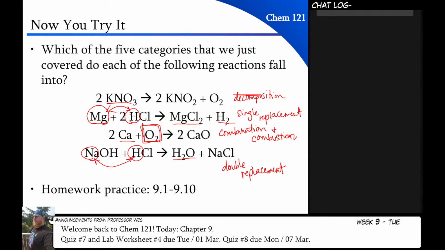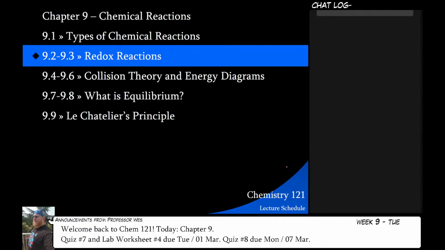For a lot of today's lecture, we're going to be defining other categories. The next one we're going to define is redox. Yeah, we're going to talk about redox reactions here. And then in chapter 10, we're going to talk about a different type of reaction called an acid-base reaction. That's actually the whole focus of chapter 10, which will be the last week of classes that we do.